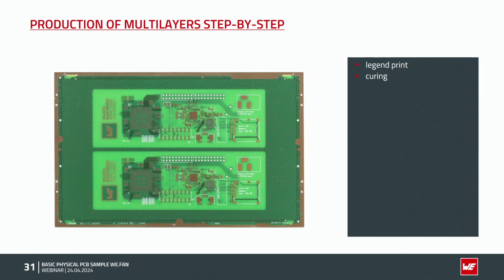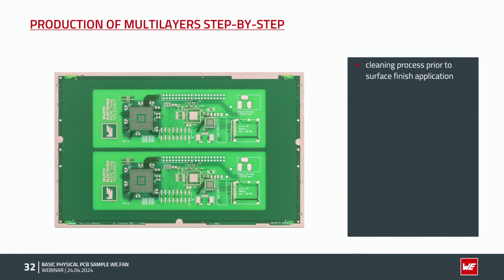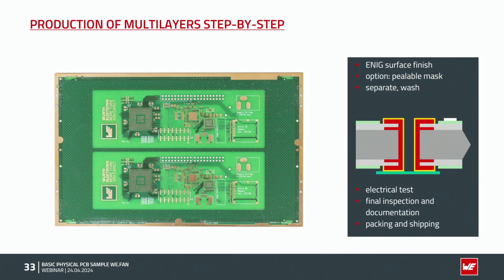But prior to the cleaning, there are other processes like legend print as an option, and then final curing of the solder mask with the legend print on it already. And after this process, the copper is even more oxidized, so it has to be cleaned again. And then it's a shiny, bright copper color, but still copper. And then we will apply the surface finish, which is ENIG in this case.